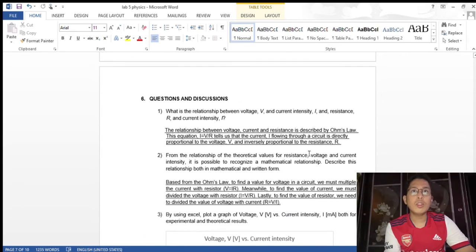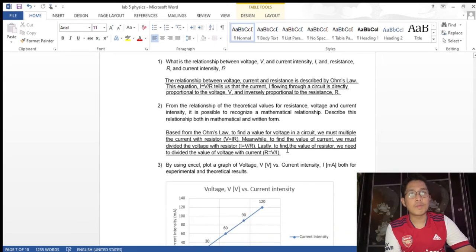Okay, for question 1, it basically asks the relationship between voltage, current intensity and resistance. So the answer is the relationship between voltage, current and resistance is described by Ohm's law, which is this equation: I equals V over R. This tells us that the current I flowing through a circuit is directly proportional to the voltage and inversely proportional to the resistance.